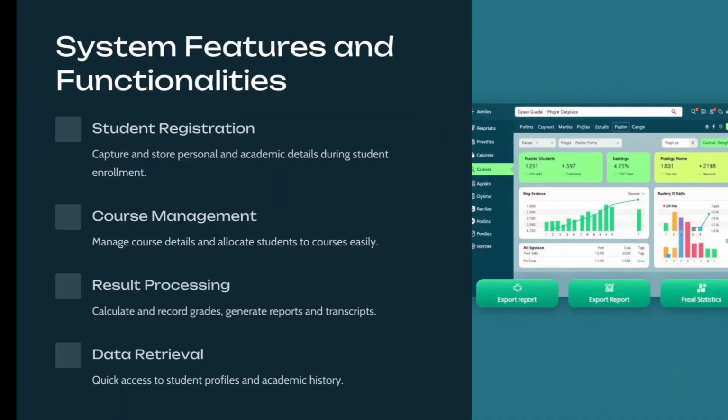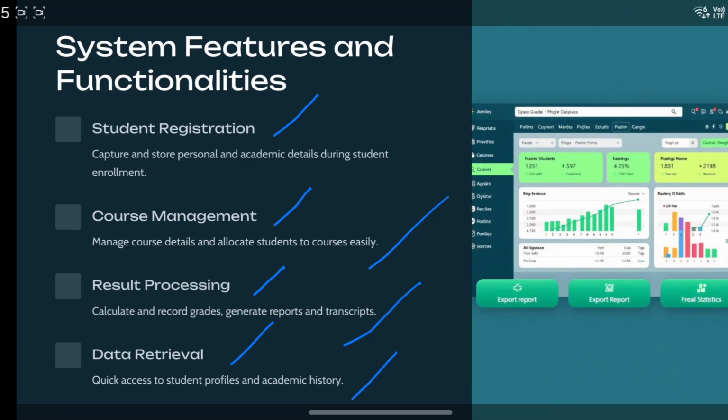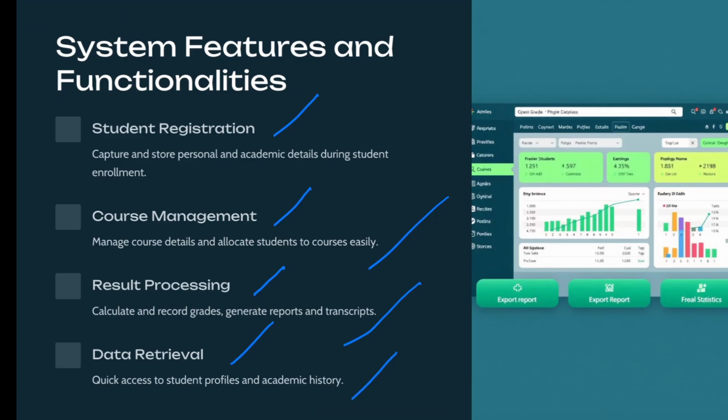About the system features and functionalities: student registration, course management, result processing and data retrieval. Student registration: add a new student with all their information. Course management: add courses and assign students to them. Result processing: enter and calculate the grades. Data retrieval: easy search and access to student records and academic history. This is about the system features and functionalities.